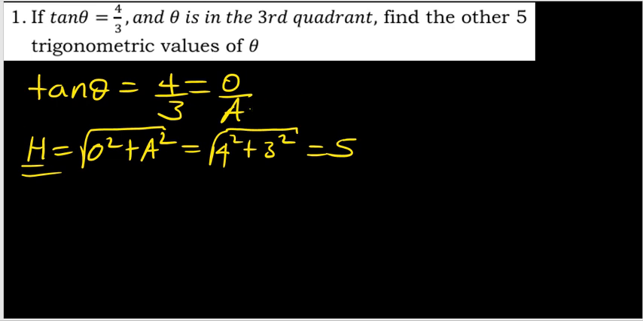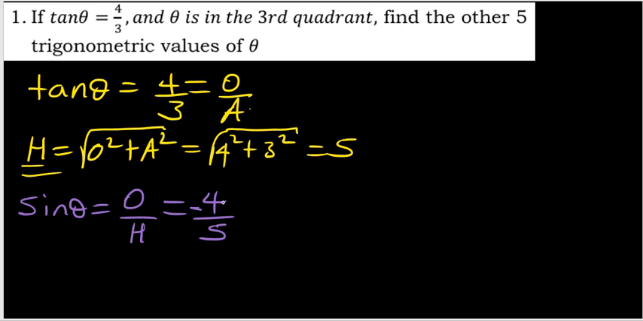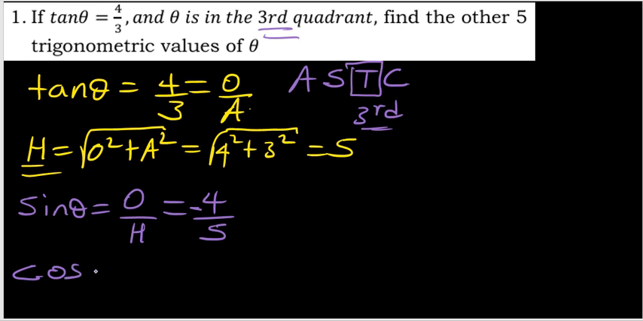So now we can find sine theta. Sine of the angle theta will be opposite over hypotenuse. So the opposite side is 4 and the hypotenuse is 5, but it's negative because by the rule of ASTC, theta is in the third quadrant, because the angle is positioned in the third quadrant, it says. So in the third quadrant, only tangent is positive, the rest are negative, so sine is negative. And cosine theta means adjacent over hypotenuse. The adjacent side is given to us as 3 and the hypotenuse is 5. Again, it must be negative. And tan is already given to us.